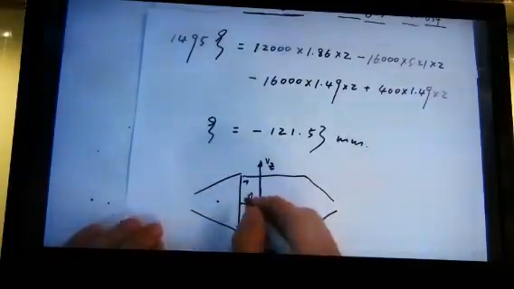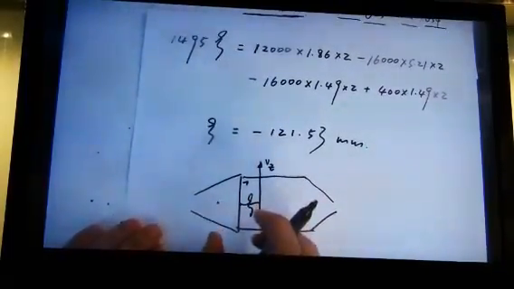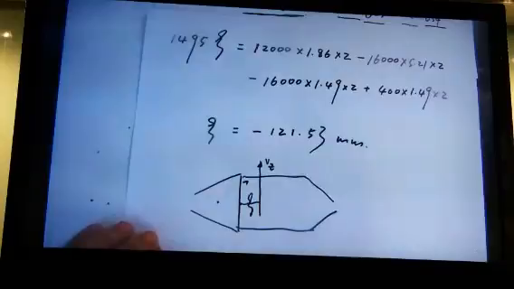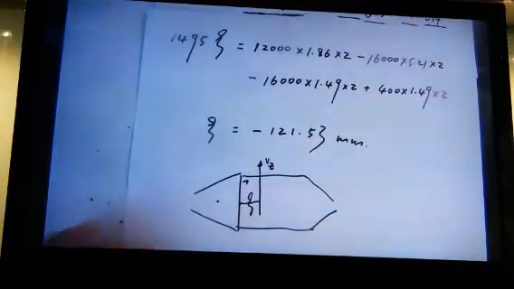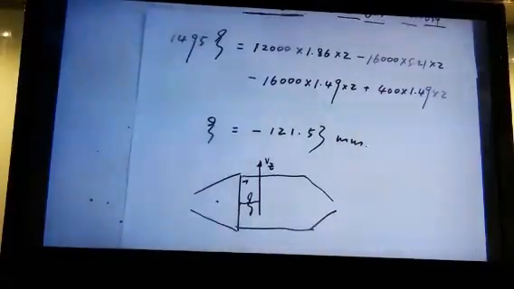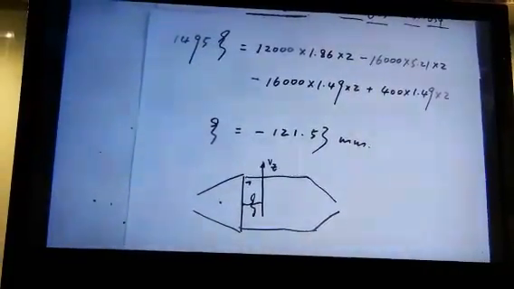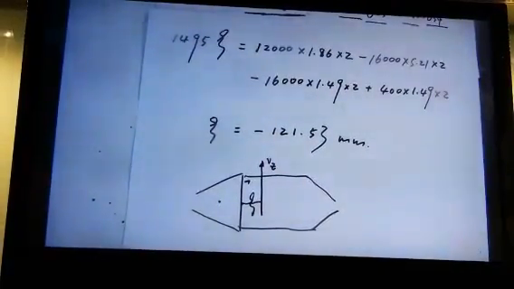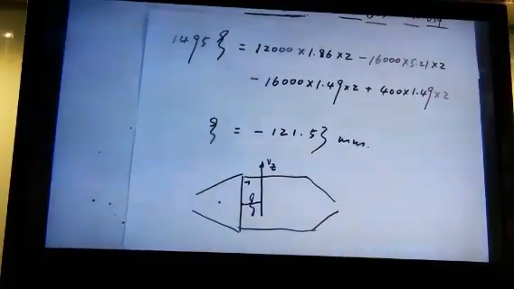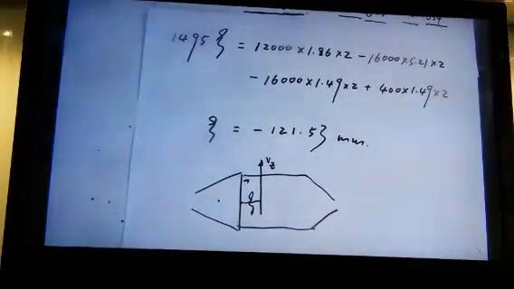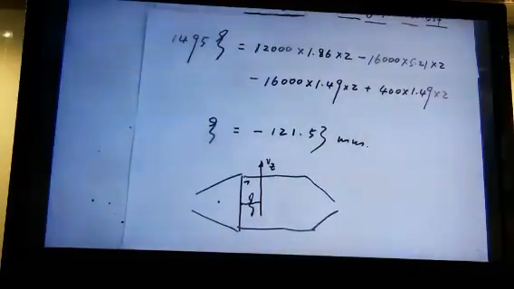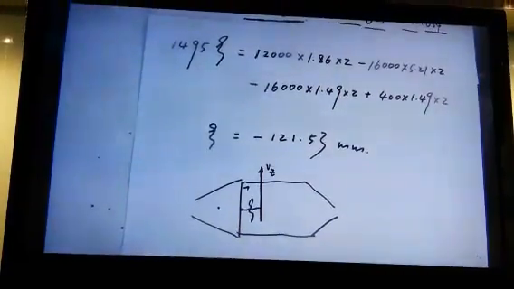We are calculating the distance from 0.7. If it is on the right of 0.7, then it is positive. If it is on the left of 0.7, it should be negative, because it's related with the direction of the movement. We are assuming counterclockwise is positive, clockwise is negative. So when you get a negative number, that means the shear center is that much here. And the distance from here to here is 121 mm.